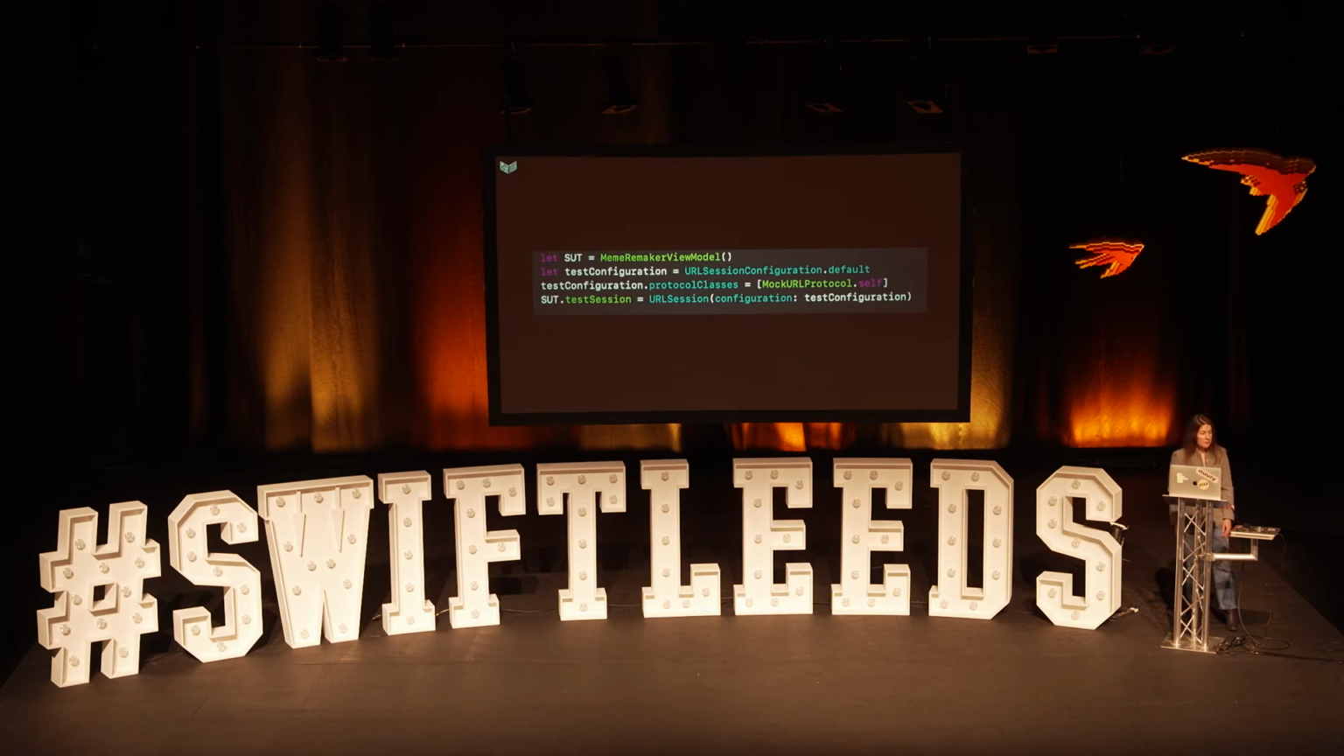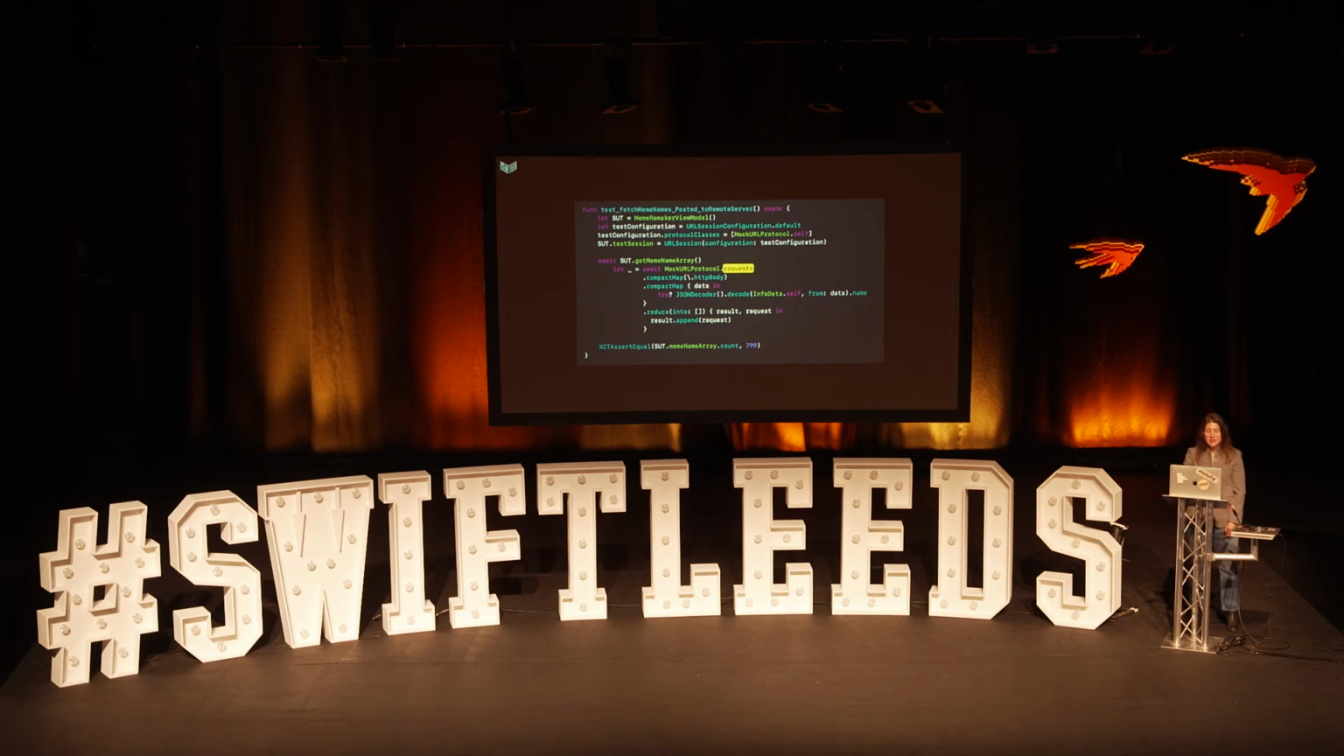So to set our mock URL protocol session as the session configuration for our testing environment, all we have to do is initialize URL session configuration of a type default, and then we can add it to the test configuration protocol classes. So then your situation under test can access the test session if it has a way to have a test session on the situation that you're testing. And then you can set your configuration for your test session as your test configuration. So now we can intercept our URL session requests as they're being made.